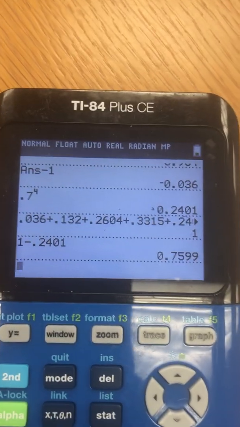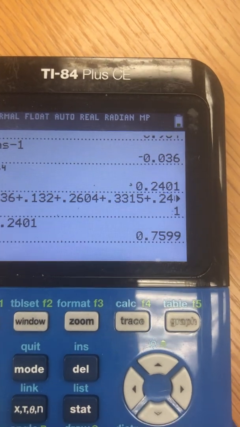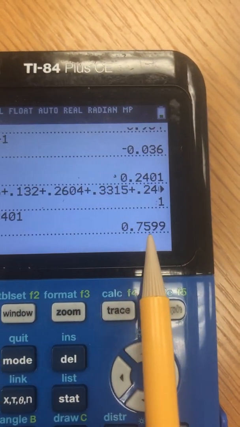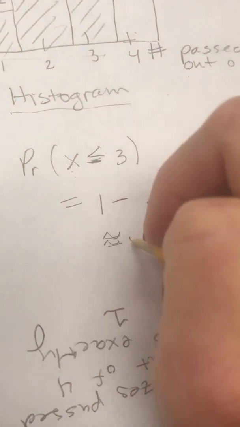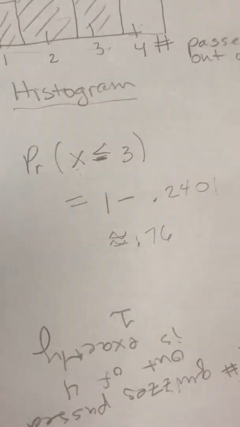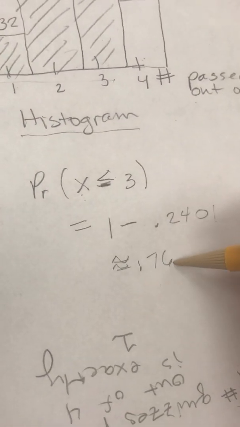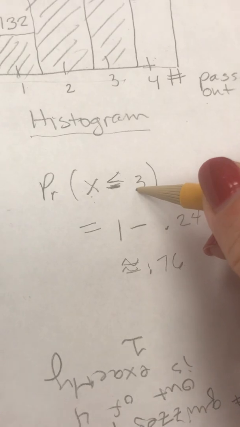So the likelihood that I pass at most 3 is 0.759, so 0.76. I'll just do some wiggly lines for approximately 0.76. So about 76% of the time I'll pass at most 3.